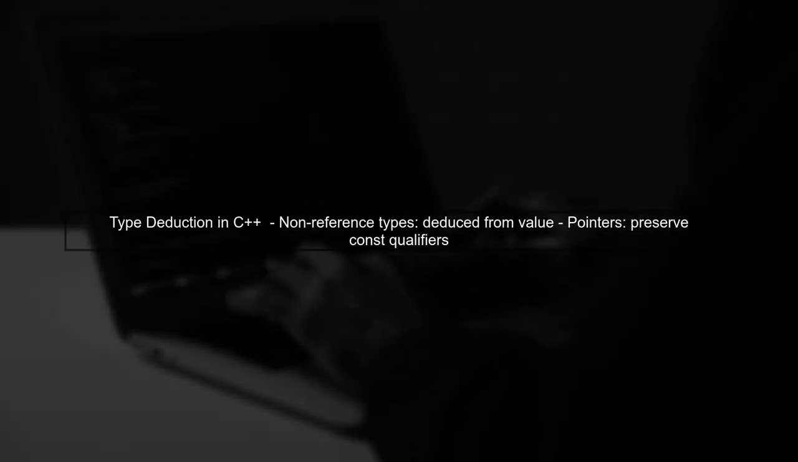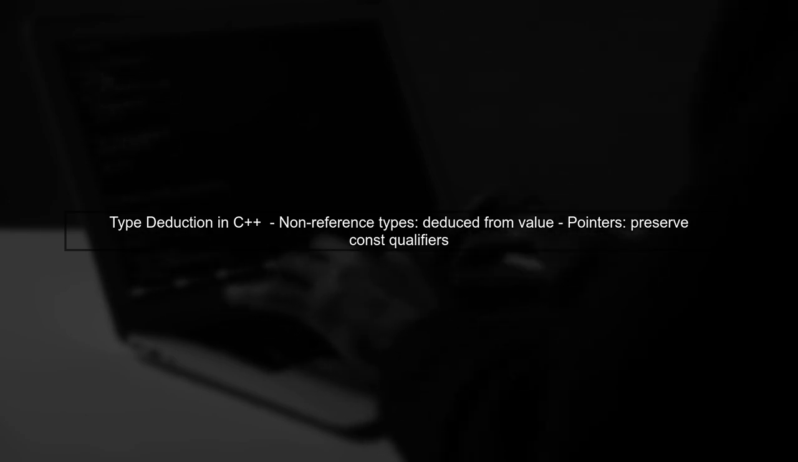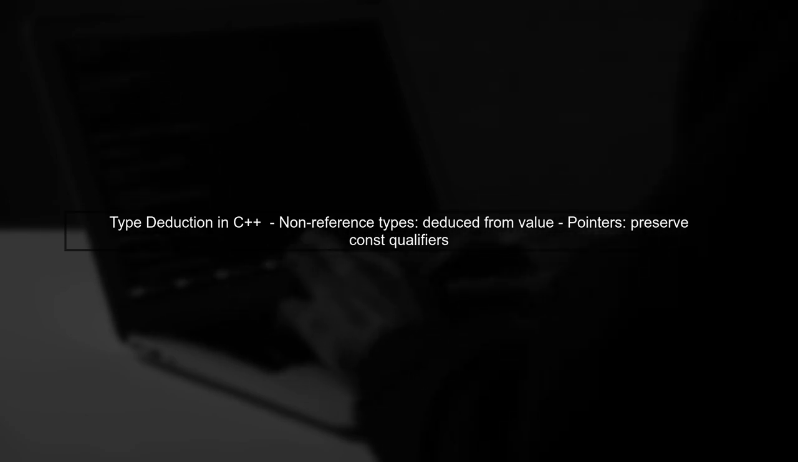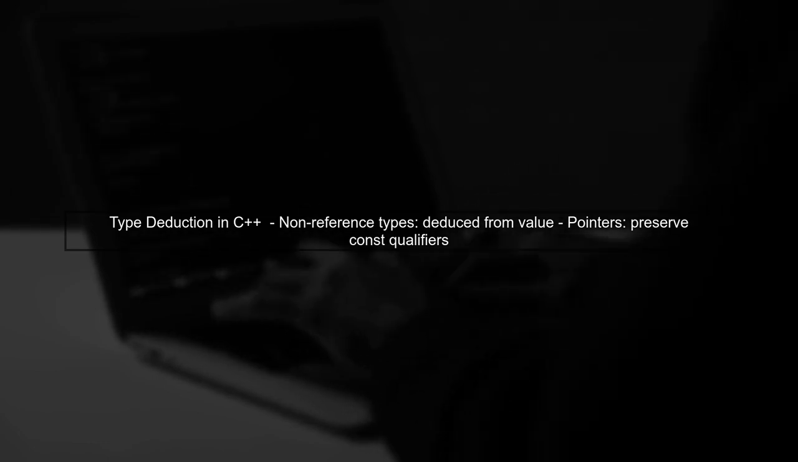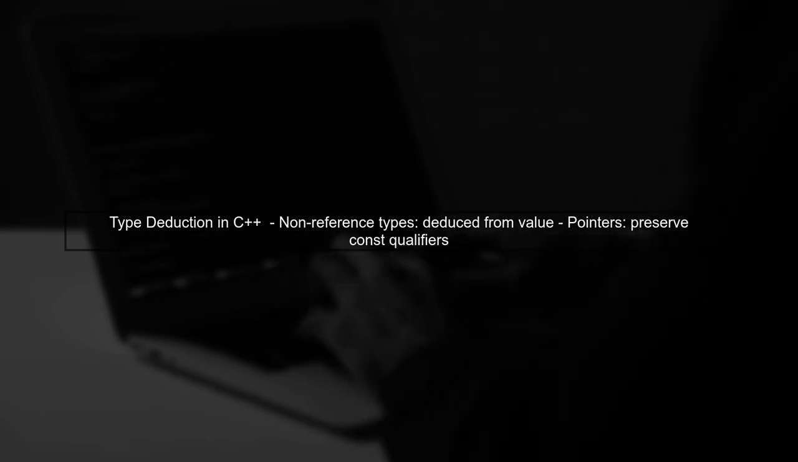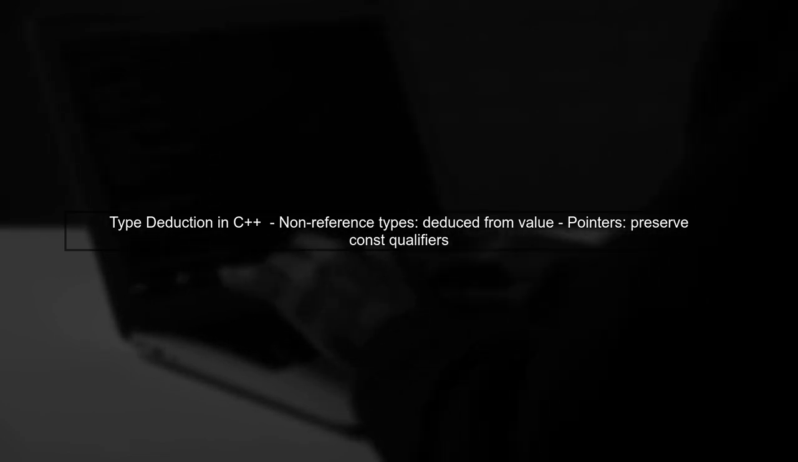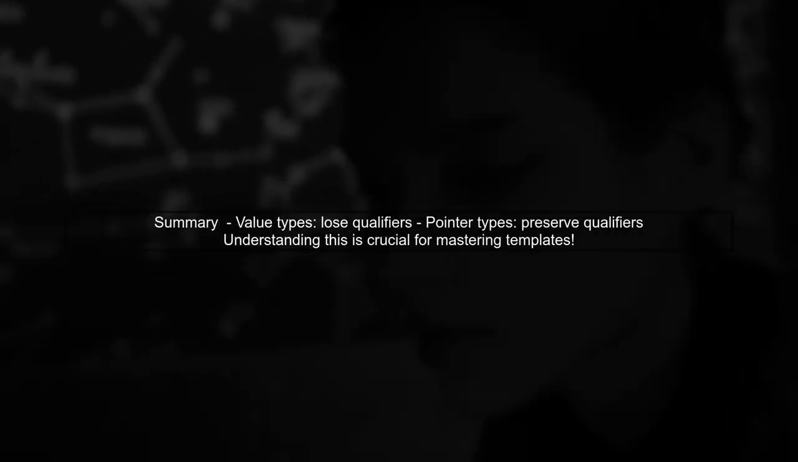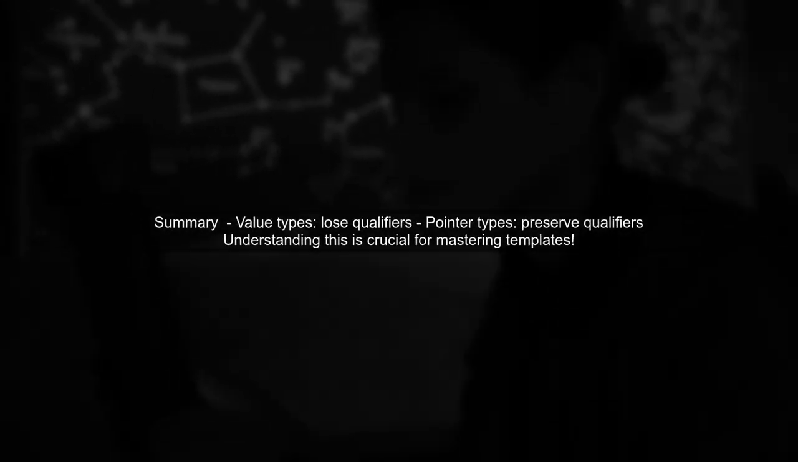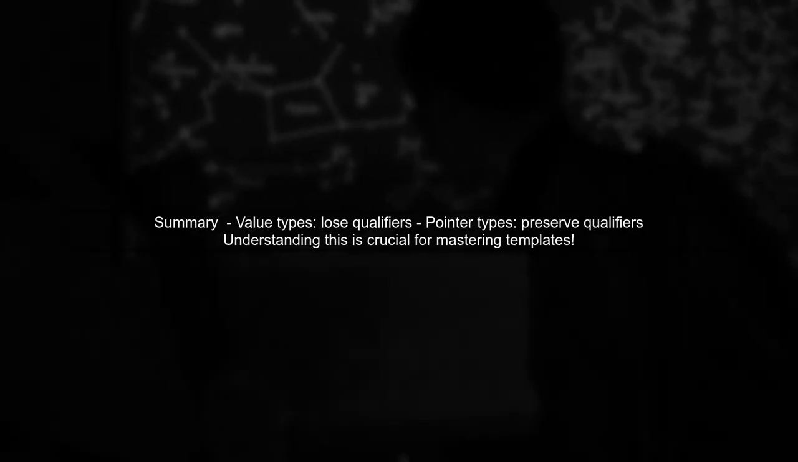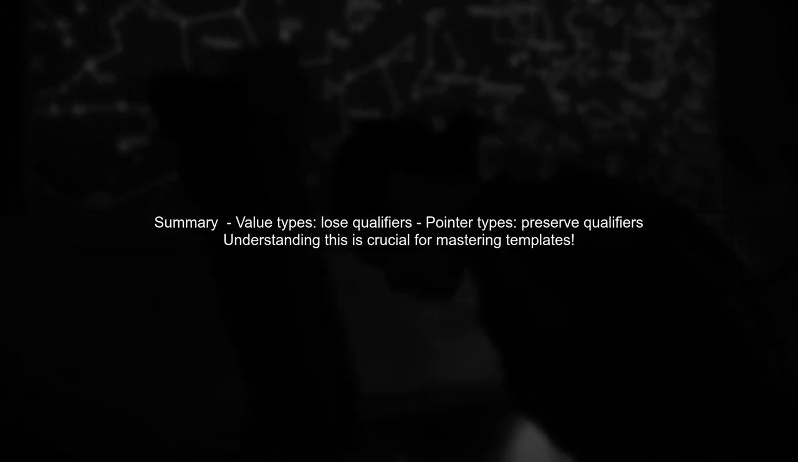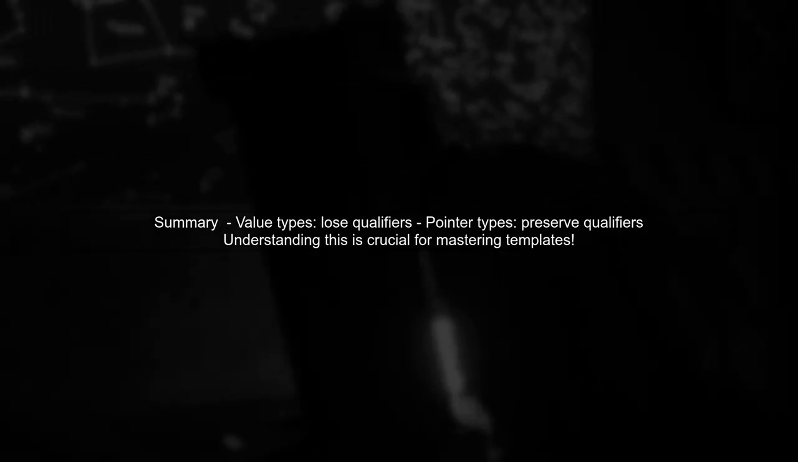This behavior is due to how C++ handles type deduction. For non-reference types, the type is deduced based on the value passed. For pointers, the const qualifier is preserved. In summary, the difference arises from the way C++ treats value types and pointer types during template parameter substitution. This is a fundamental aspect of C++ templates.